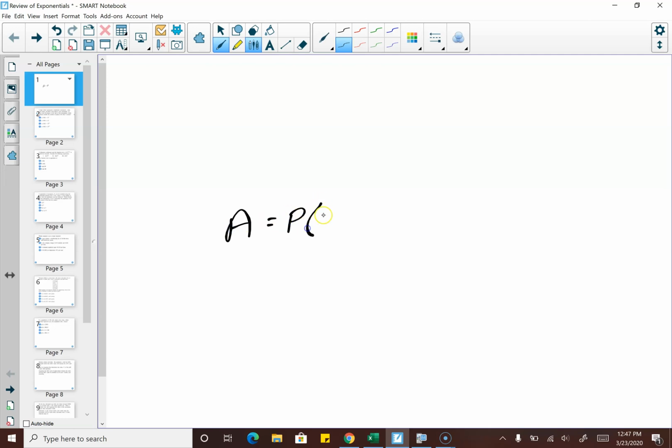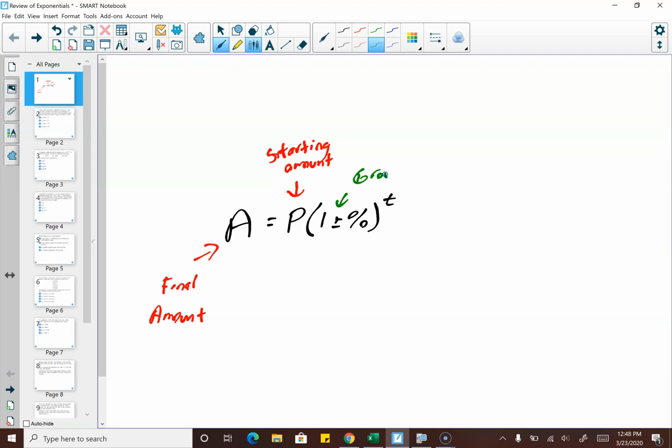Our formula usually looks something along the lines of this. So we've got A equals P parentheses 1 plus or minus our percent to the t. That A is our final amount. That P is our starting amount. Now again, the letters you use are fairly irrelevant. Then we have our plus and minus. That one's always there. So plus is for growth, minus is for decay.